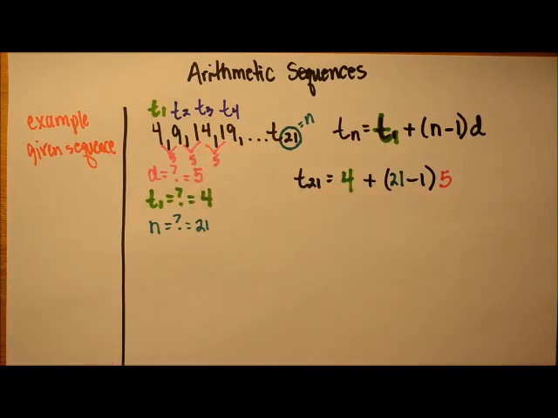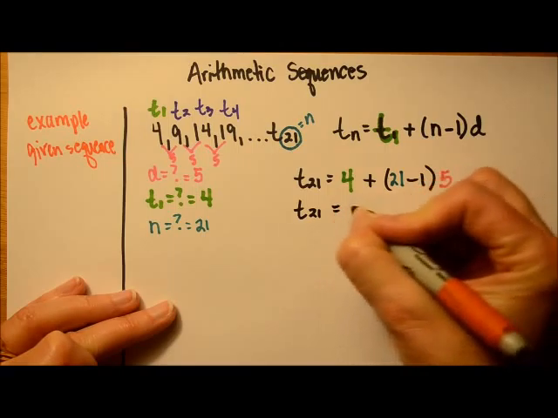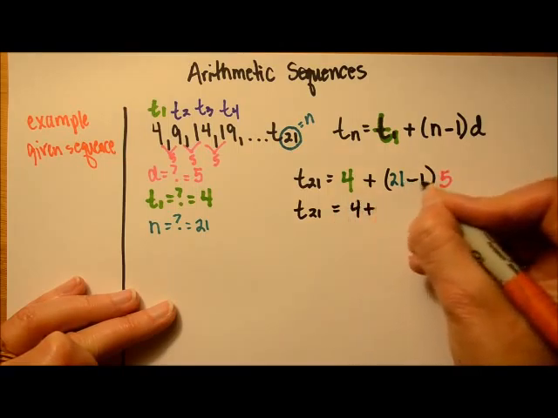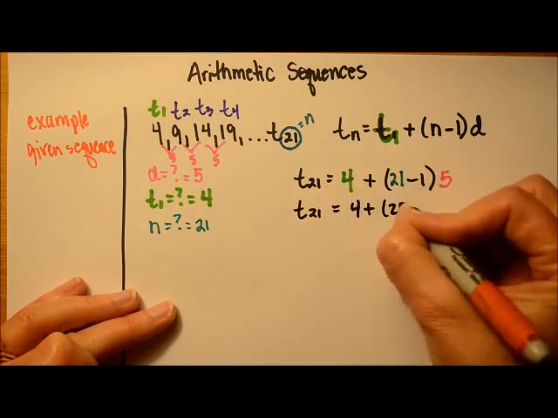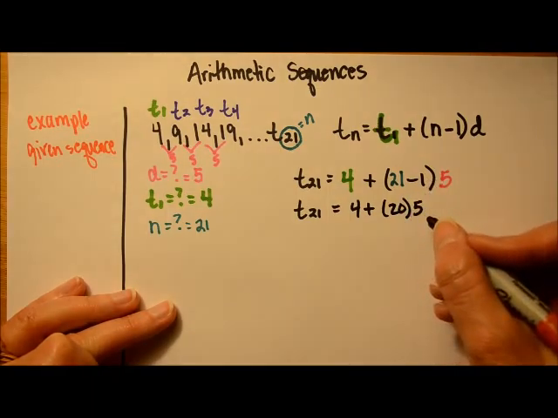So what I have in the end, when I start to solve this and get rid of all these colors, I have T21 equals 4 plus 21 minus 1, which is 20, so times 20 times 5. 5 times 20 is 100.